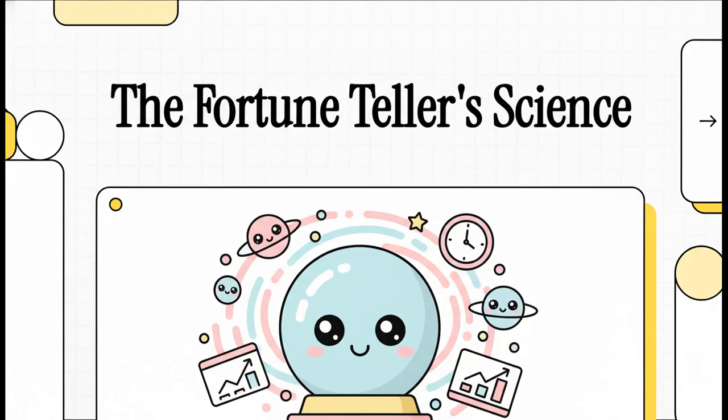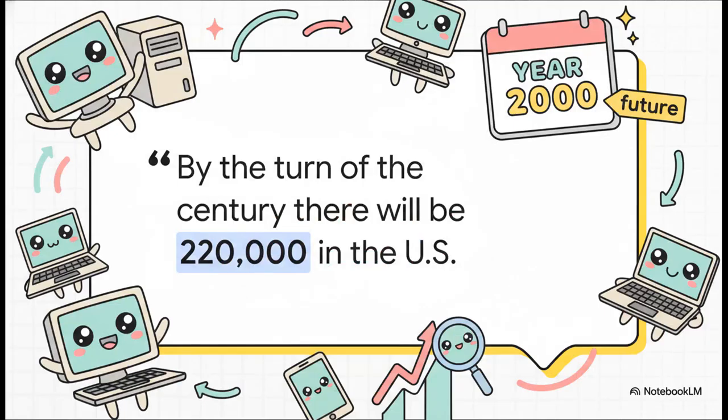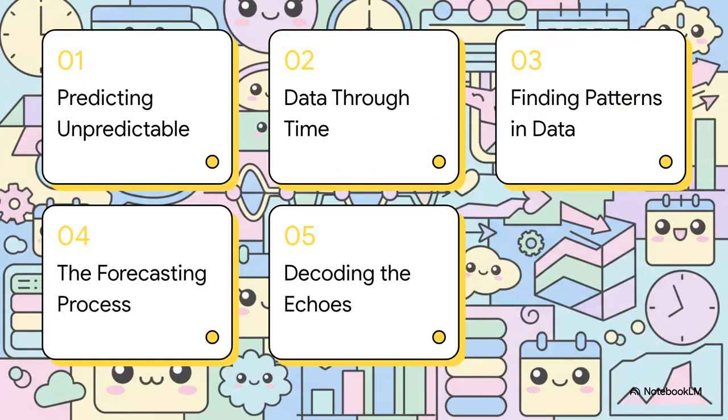what's coming next. Okay, let's just start with the classic example of a forecast that was, let's just say, a little bit off. 220,000 computers? In reality, by the year 2000, we had hundreds of millions of them. It's the perfect reminder that predicting the future is, yeah, incredibly hard, but it's a challenge we've gotten so much better at.